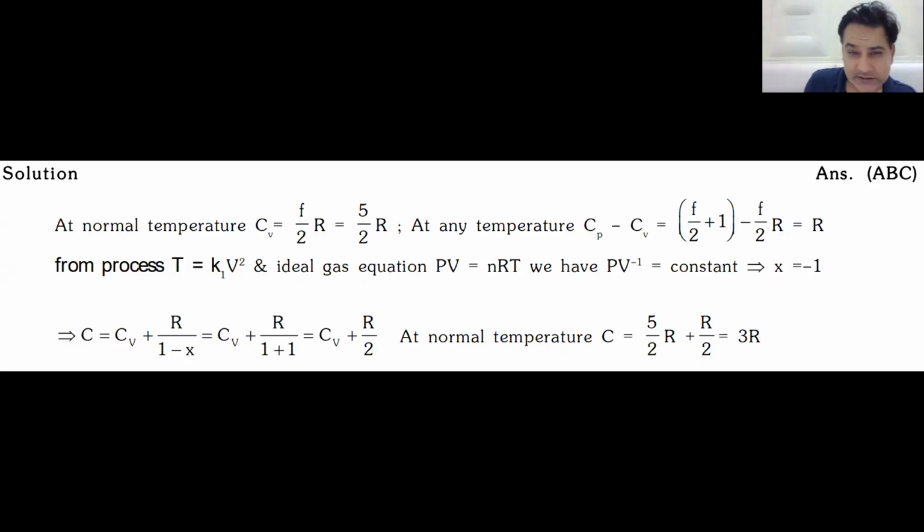Options A and option C. What about option B? Option B is also correct. Cp minus Cv always remains R at any temperature. But at higher temperatures, the degrees of freedom change. Do we know this? Yes, sir. Even though the temperature changes and degrees of freedom change, the relation between Cp and Cv remains constant. Will you remember this? Yes, sir. So the correct options are A, B, and C. Okay? We all got this? Yes, sir.